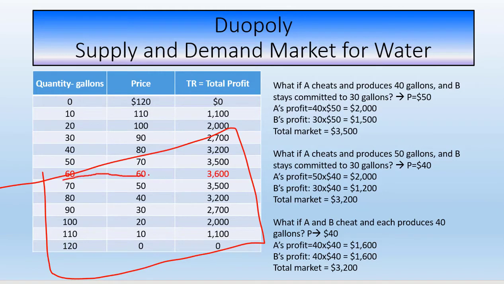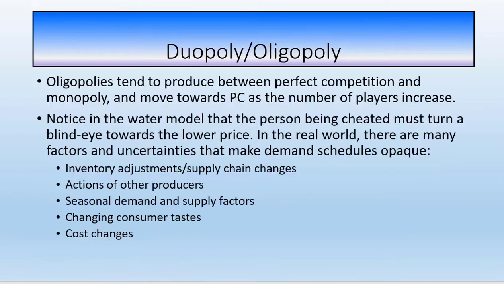Here we have monopoly, or right here, a duopoly trying to act like a monopoly. And then what happens is you notice they're moving in this direction. They're moving down, and they're moving towards perfect competition through their cheating. So they have self-interests that start to move them towards a more perfectly competitive market. Obviously not perfect, but closer to a perfectly competitive market. So what do we see? Oligopolies tend to produce between perfect competition and monopoly.